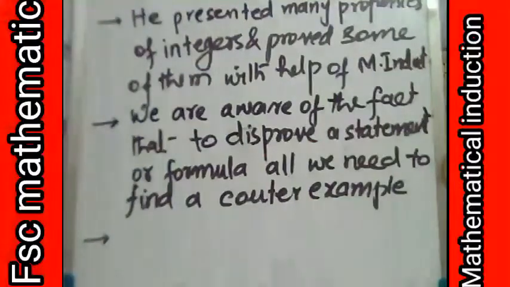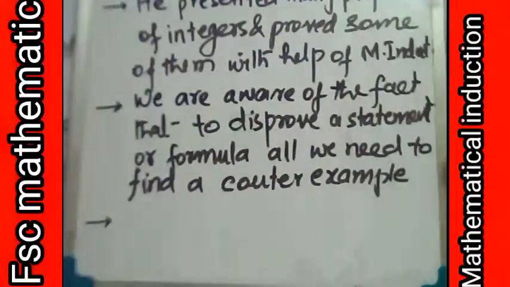Now with the help of this rule, that to disprove a formula or statement a counterexample is required, we will come to know why we are using mathematical induction. So we are now turning towards the reason why we use mathematical induction in mathematics, or what it is used for. Now we consider an example, found by Euler, another renowned mathematician.